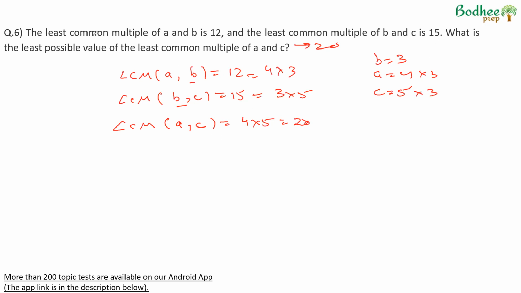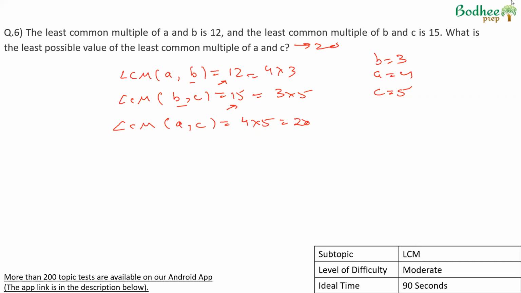But since we are looking for small values, we look at the minimum possible value that can be there in A and B. B cannot be a multiple of 2, otherwise we'll have to have a 2 here. B cannot be a multiple of 5, otherwise we'll have to have a 5 here in the LCM. So the only term that is common is 3. The remaining terms could be A and C in the smallest form. LCM of A and C, smallest value is 20. Again, I think an easy to moderate question, 1.5 minutes should be good enough to answer it.